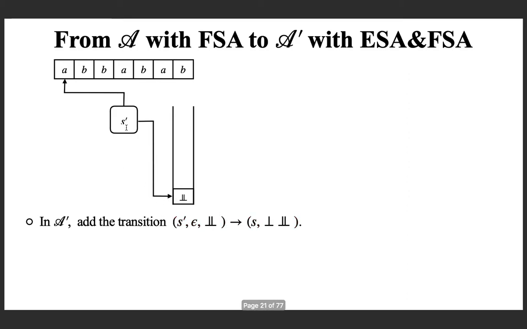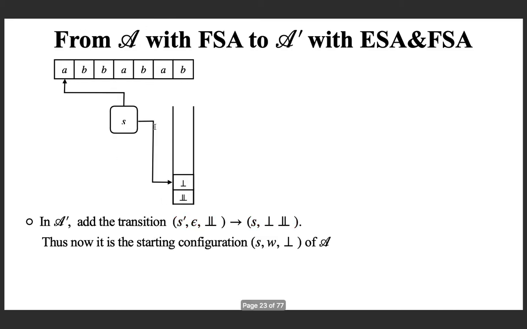This was the case. S prime, without processing anything, takes out bottom, moves into S, and takes in bot and new bot. That's exactly what I did. Okay, I am now in S, and bot and new bot are the content of the stack. And what is this? You can see that this is now the starting configuration for A.